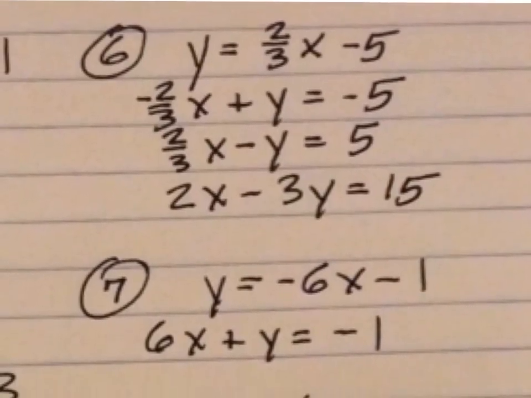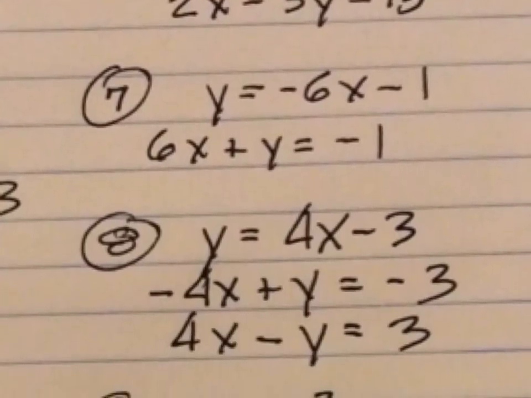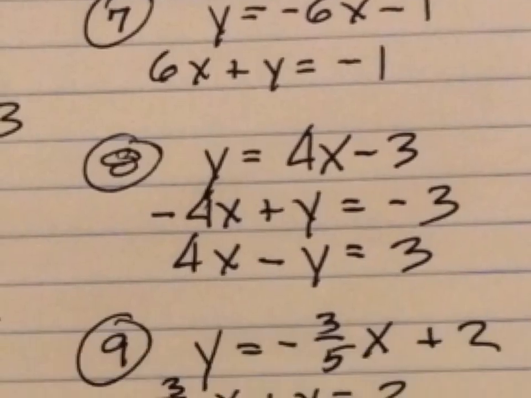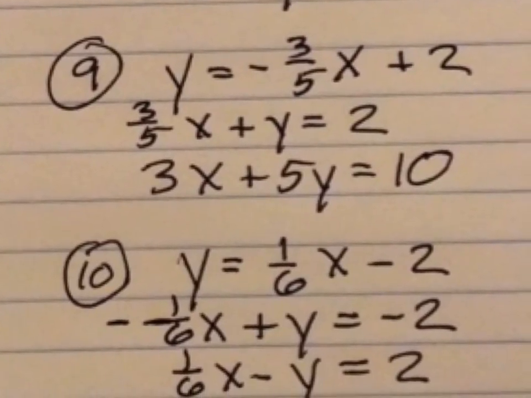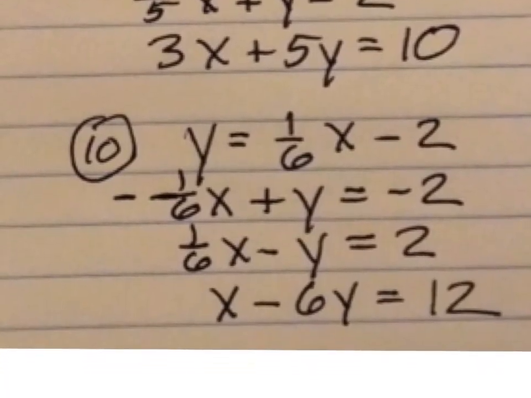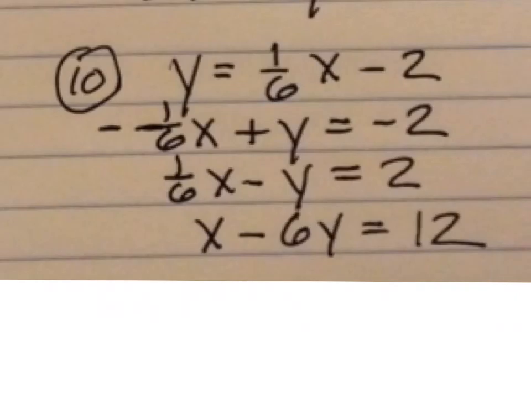Number 6 is 2x minus 3y equals 15. 7 is 6x plus y equals -1. 8 is 4x minus y equals 3. 9 is 3x plus 5y equals 10. And 10 is x minus 6y equals 12.